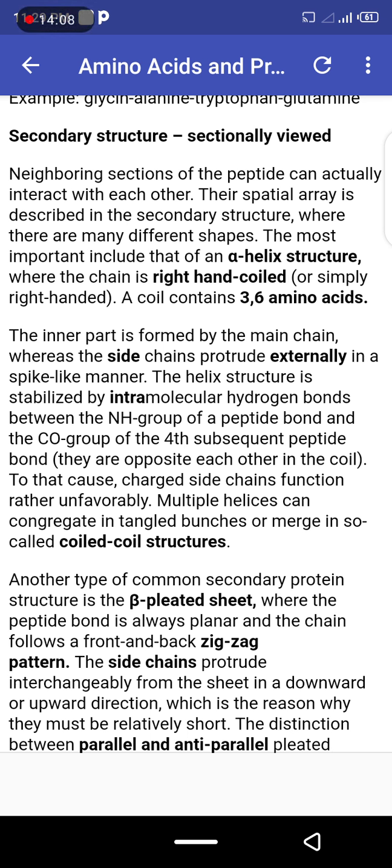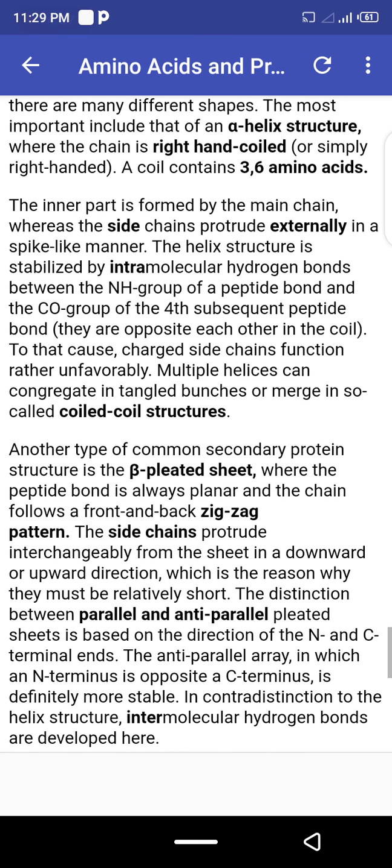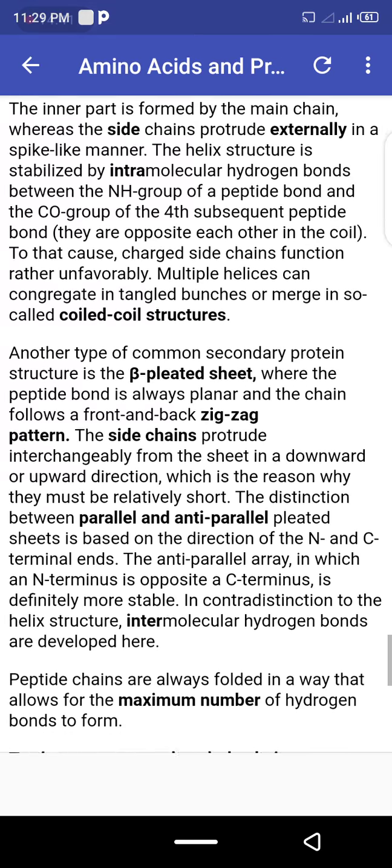The most important include that of an alpha helix structure, where the chain is a right-hand coil, or simply right-handed. A coil contains 3 to 6 amino acids. The inner part is formed by the main chain, whereas the side chains protrude externally in a spike-like manner. The helix structure is stabilized by intramolecular hydrogen bonds between the NH group of the peptide bond and the CO group of the 4th subsequent peptide bond. They are opposite each other in the coil.